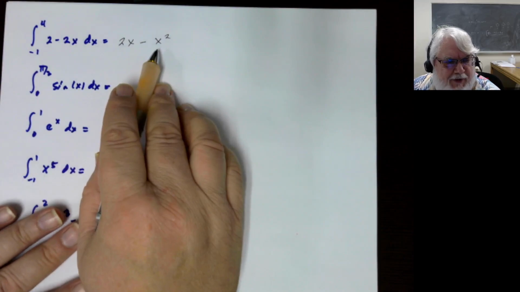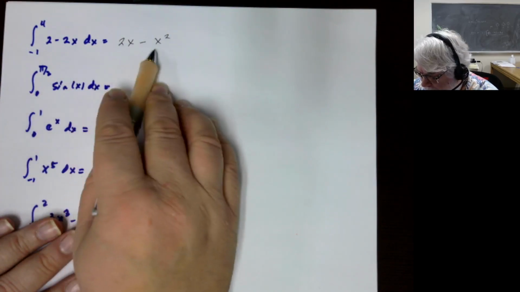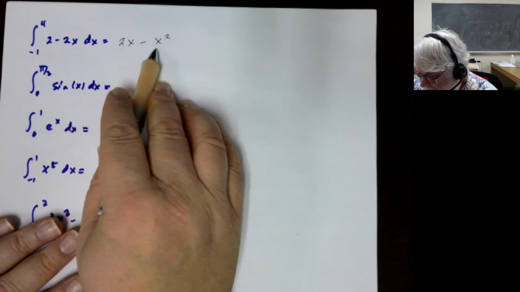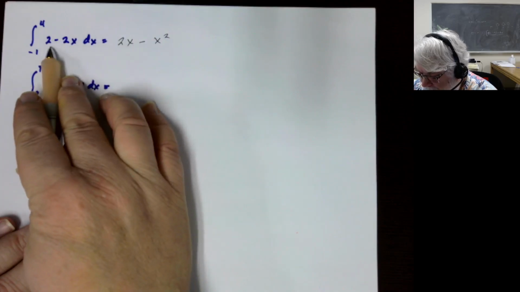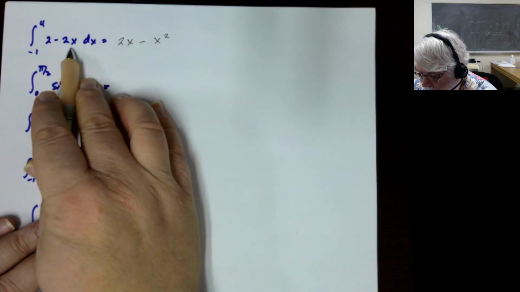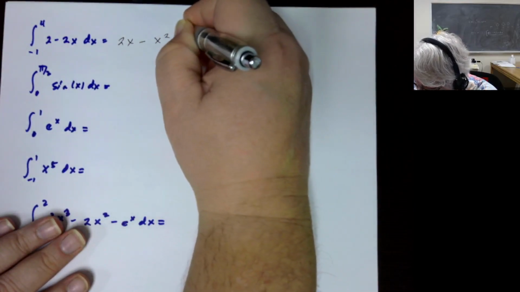Right? And I think we did this one in class as well. You can double check your answer. If you take the derivative of this, you should get back to the original here. So the derivative of 2x is 2, and the derivative of x squared is 2x. Good. And then we evaluate from minus 1 to 4.